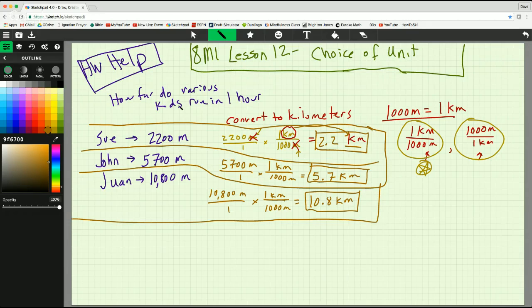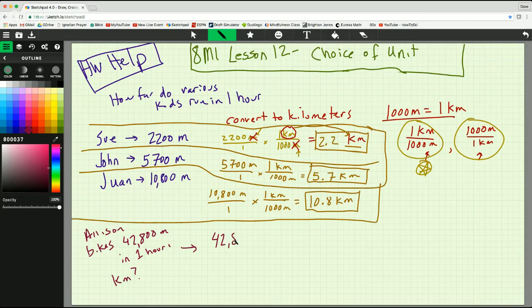Okay, now I'm going to ask you one last question, and this is, Allison bikes 42,800 meters in 1 hour. So how far can she go, or how many kilometers? How many kilometers is that? I'll let you solve it. Pause and solve. And now I'm assuming you're back.